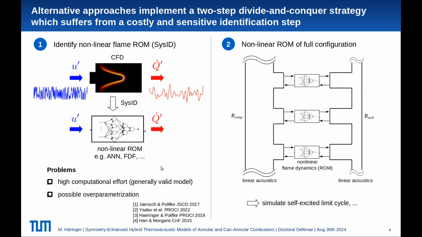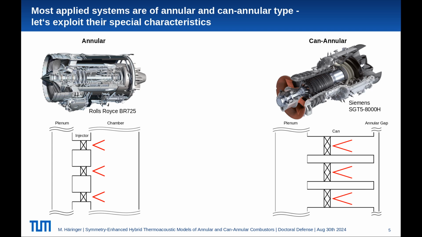Okay, so before considering alternative approaches to simulate limit cycle oscillation amplitudes, we first have a look at the systems we are actually interested in. In general, almost all modern gas turbines are either of annular or cannular type, and you see a sketch of these two systems down here.